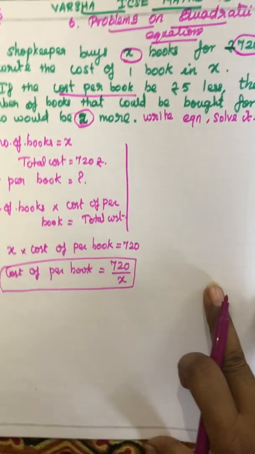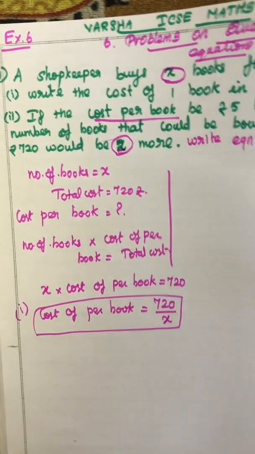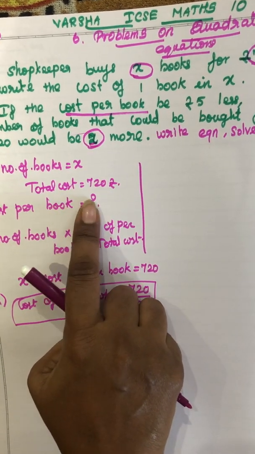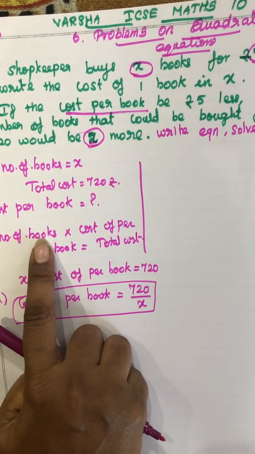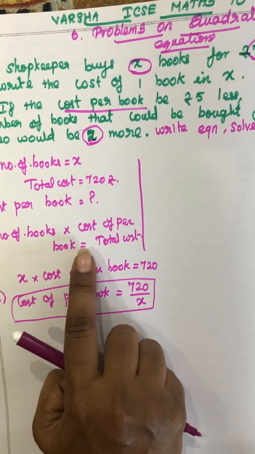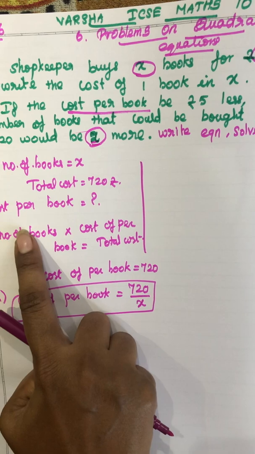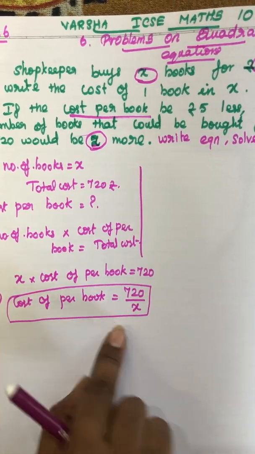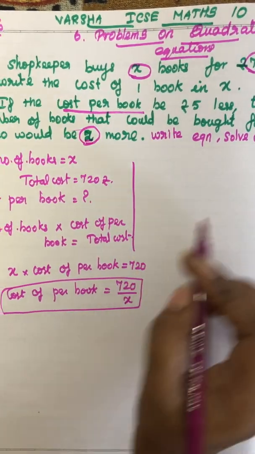Okay, so do you understand how it comes? Yes, this is number of books, total cost, per book cost. It doesn't know. So number of books into cost per book equal to total cost. Okay, so this is equal to X. This is not given, goes that side, we get your answer. Okay, go to the next question.